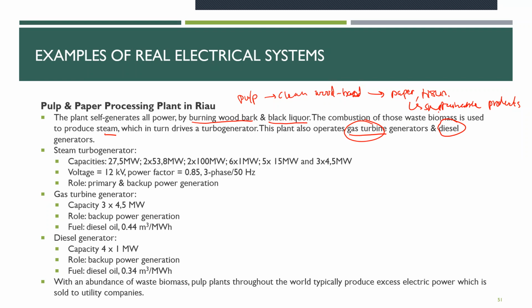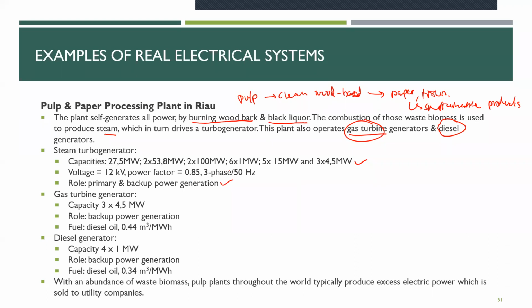Okay, for the steam turbo generators, the capacities are mentioned in this slide, with a voltage of 20 kV, a power factor of 0.85, a three-phase circuit, and a frequency of 50 hertz. The electricity supplied from the steam turbo generators is used for the primary process, as well as for backup power generation.